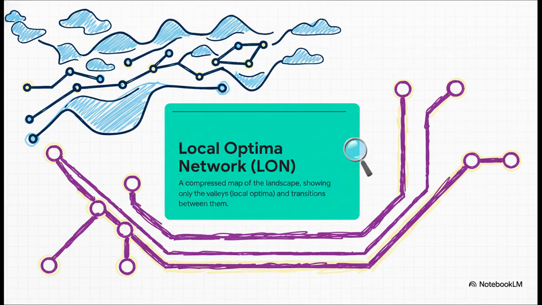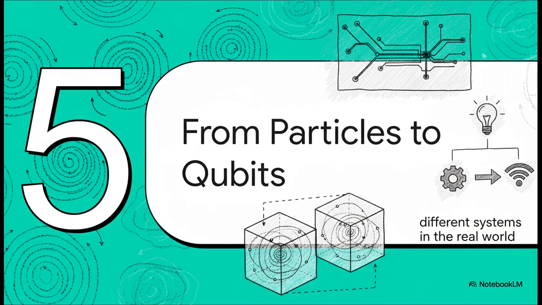And we can even take this one step further. There's a technique called a local optima network, or LON, that creates an even more compressed map. It's kind of like a subway map of a city, right? It doesn't show you every single street. It just shows the stations and the lines connecting them. A LON does the same thing for our problem. It only maps the best spots, the valleys, and the direct paths between them. It's a massive shortcut.